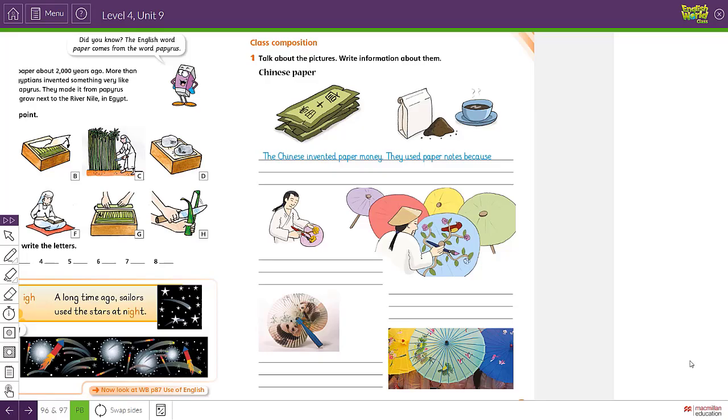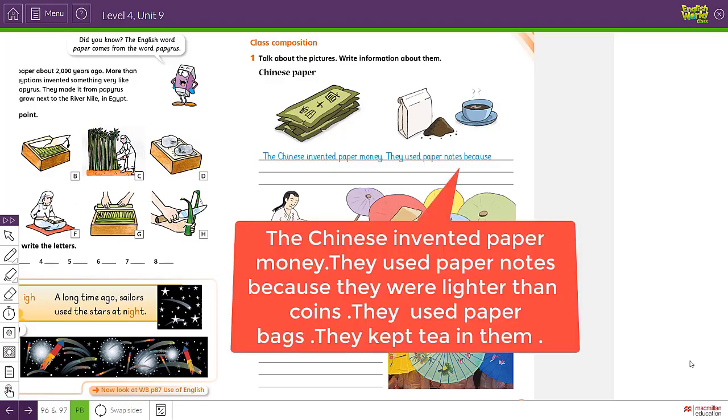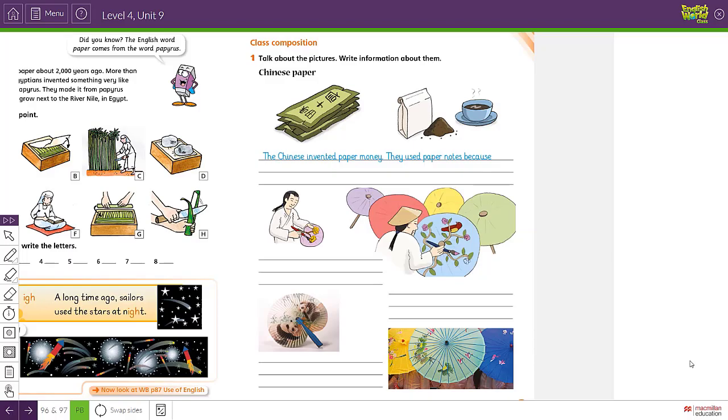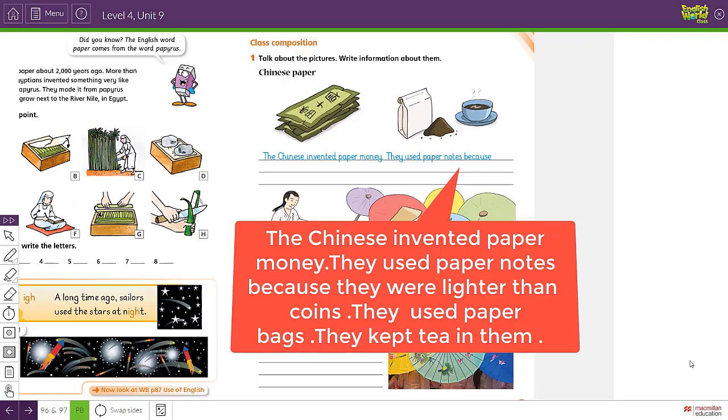Okay. Who can tell me how we can finish this short paragraph about the three pictures? Yes. The Chinese invented paper money. They used paper notes because they were lighter than coins. They used paper bags. They kept tea in them.